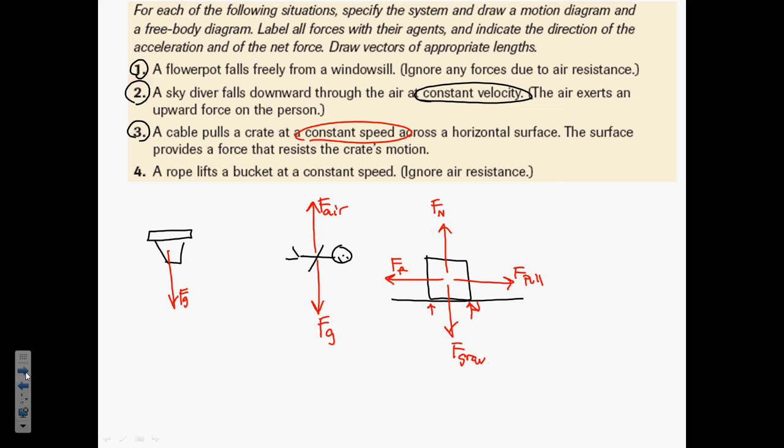Now, when we do free body diagrams, you've noticed that all of my arrows always go from the object. I'd never put my air resistance pointing at the person. All of my arrows go away from the object, and that's typically what we do inside of free body diagrams.